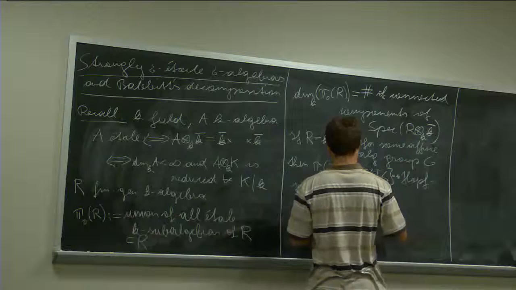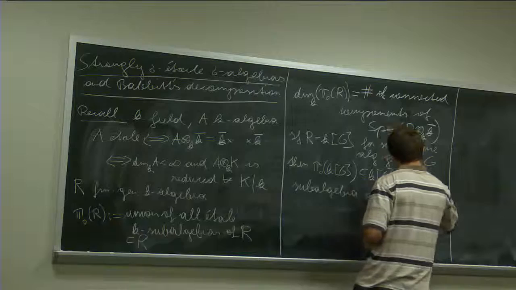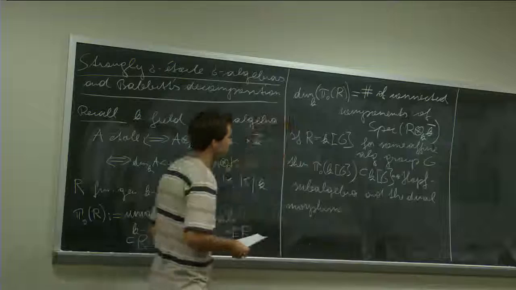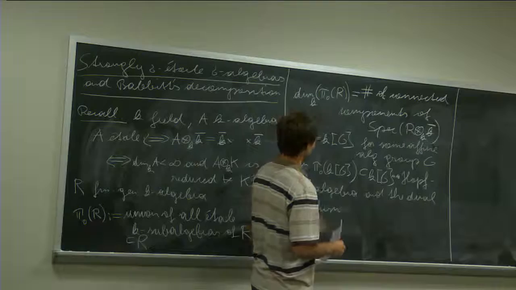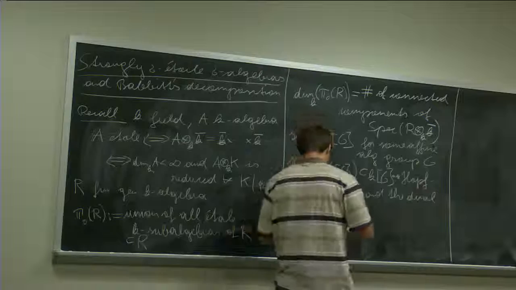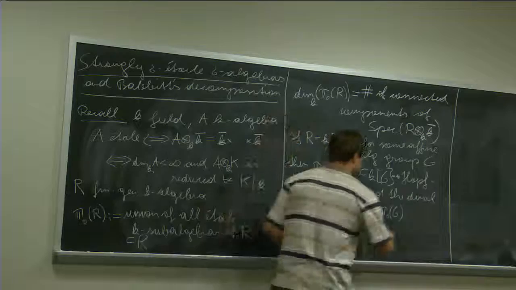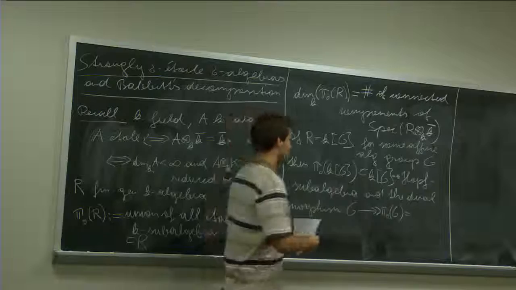So this is a Hopf subalgebra, and the dual morphism. The category of Hopf algebras is anti-equivalent to the category of affine group schemes. So an inclusion of Hopf algebras corresponds to a surjective morphism of algebraic groups. So we have a surjection from G to pi zero of G, so to the algebraic group corresponding to the Hopf subalgebra. This is just the spec of pi zero of KG.